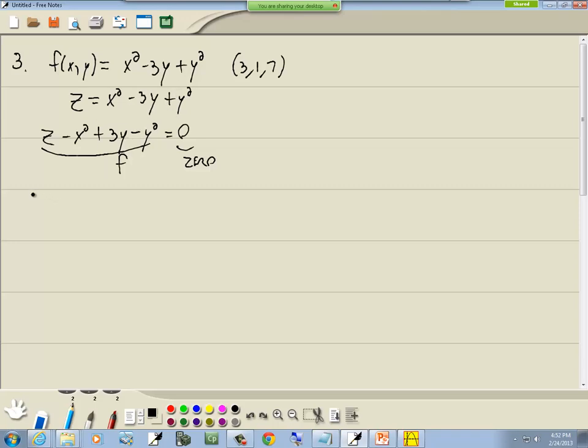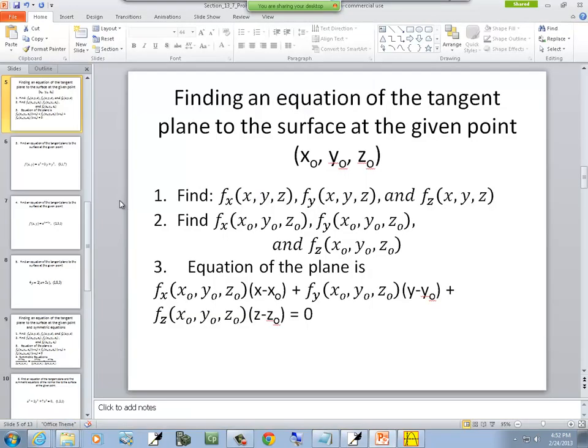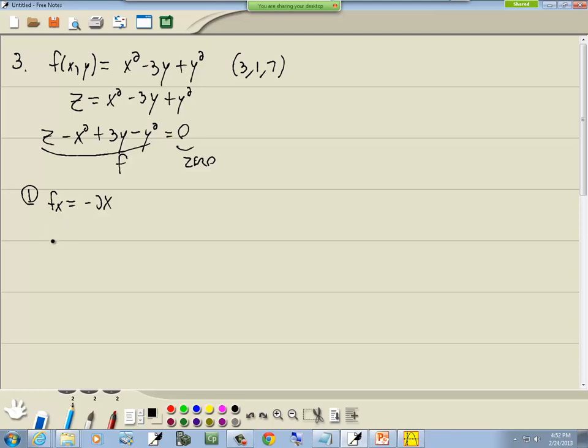Okay. So then, want to find the partials. The partial with respect to x: well, the z's and y's drop away, so we got negative 2x. And the partial with respect to y: those drop away, and we got 3 minus 2y. And the partial with respect to z: those drop away, and we just got 1.